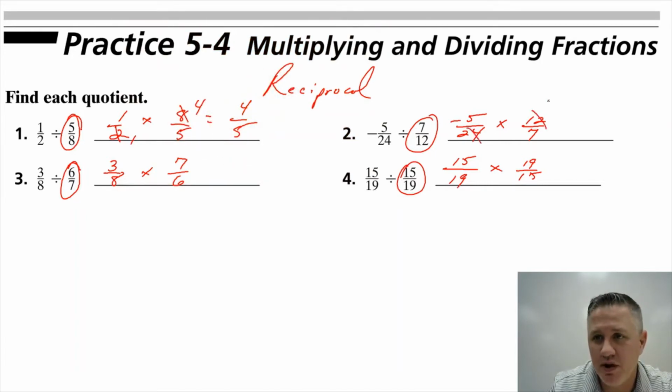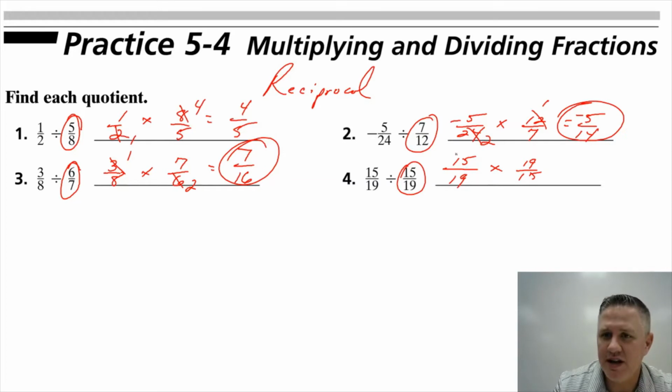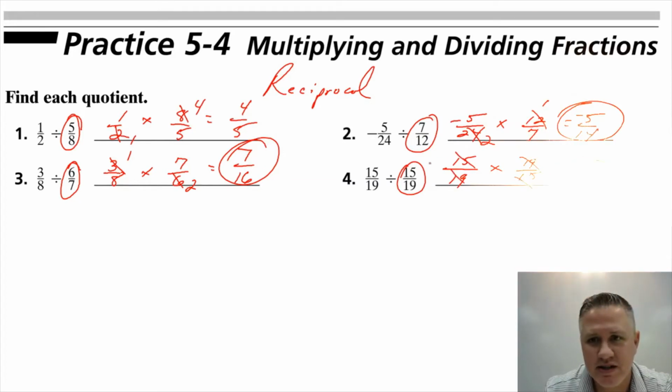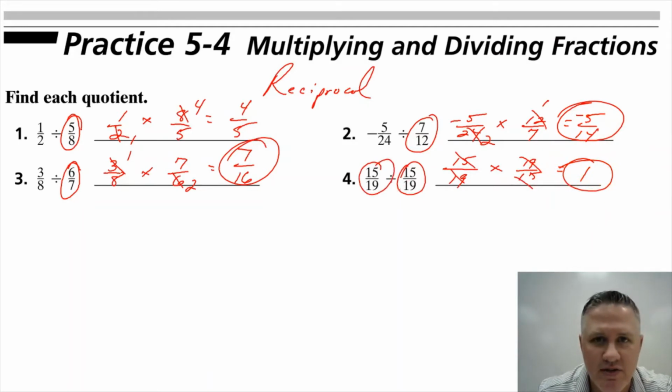Cross-simplify here, 12 goes into both. And you get 5/14 here, but it's negative because I've got a negative. All right, let's see. 3 and 6 can simplify to 1 and 2, and you wind up getting 7/16, right? And the last guy, check this out. The 15s cancel and the 19s cancel. I just get 1, and I say, well, geez, that makes sense. Because 15/19 divided by 15/19, anything divided by itself is 1.